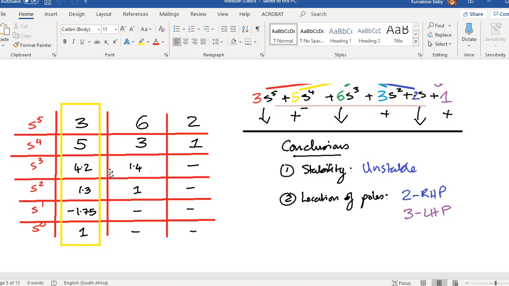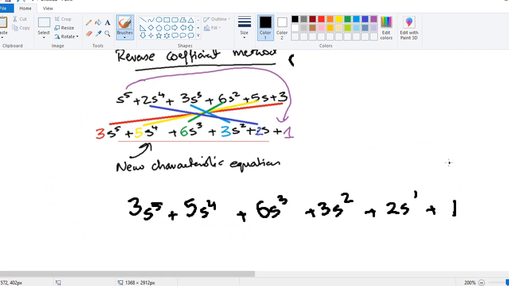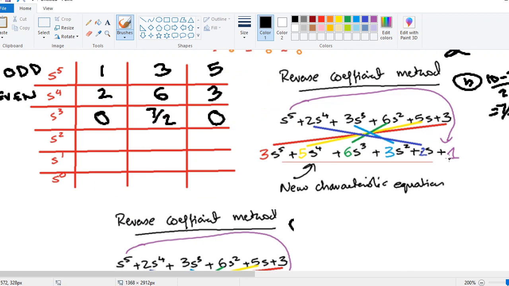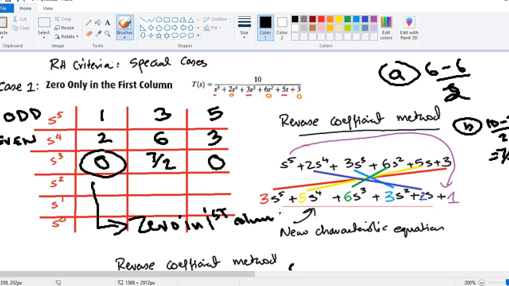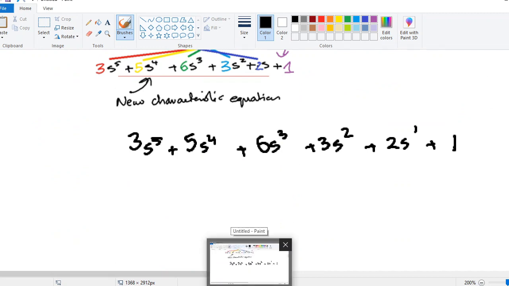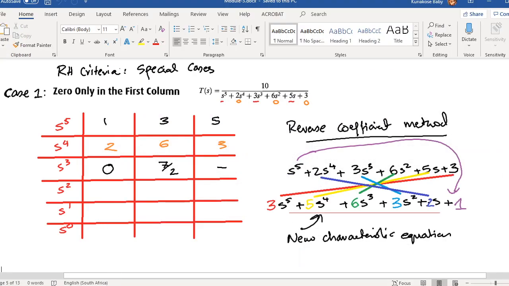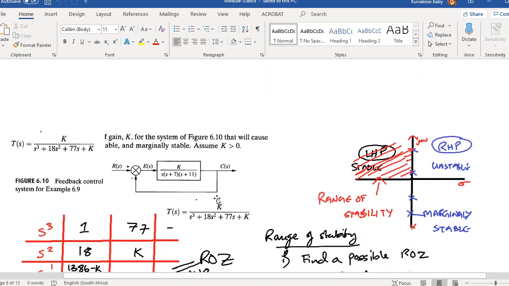In the first one, you should indicate that there is a 0 in the first column, right? So you will go back here and say that no further calculation is possible because of the 0 in the first column. Okay, so that is the first special case, which is having a 0 in the first column. Right, then we move on and we look at a different case.